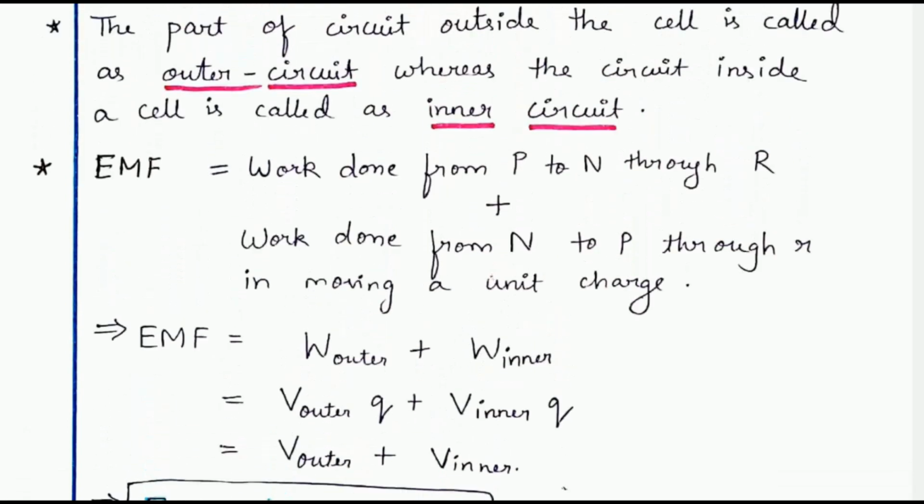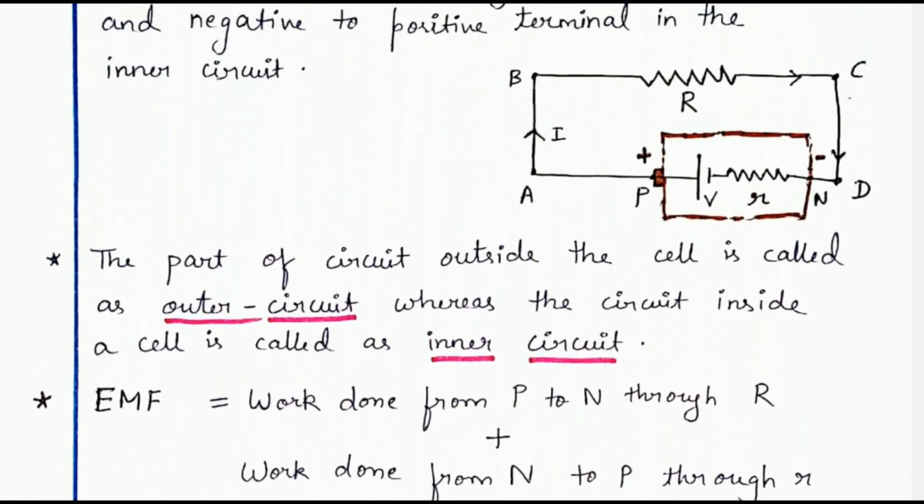Now let's use Ohm's law. So if we go back to this diagram again, V outer means potential difference of the outer circuit, and the potential difference of the outer circuit will be current into resistance of the outer circuit. This is using Ohm's law. V is equal to IR. How much current is flowing in the outer circuit? I. What is the resistance of the outer circuit? Capital R. So V outer will be I into capital R.